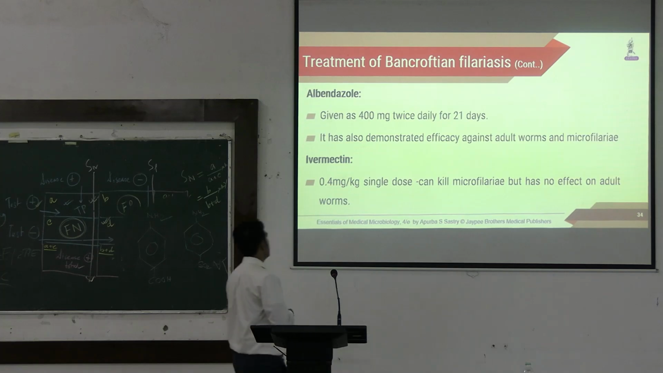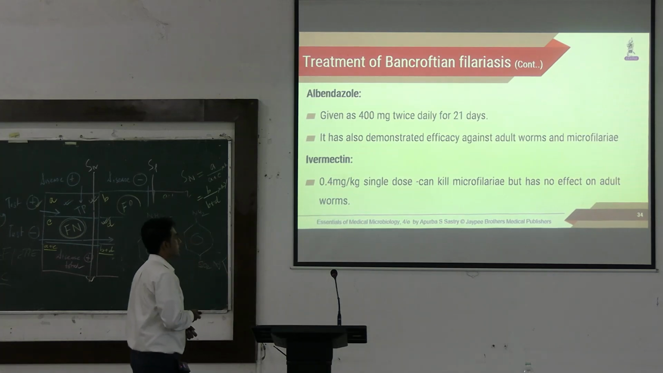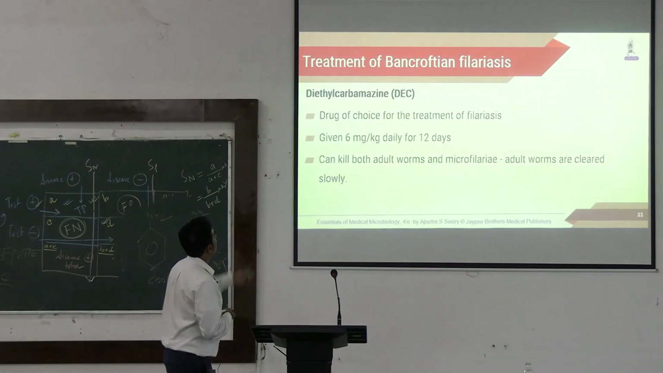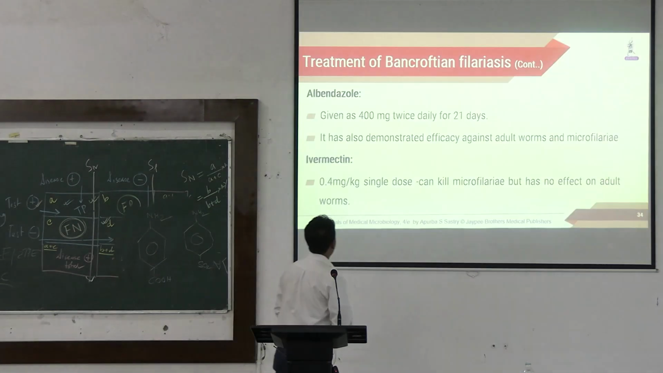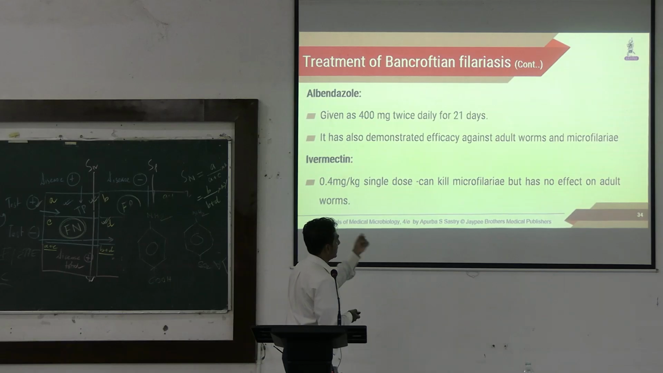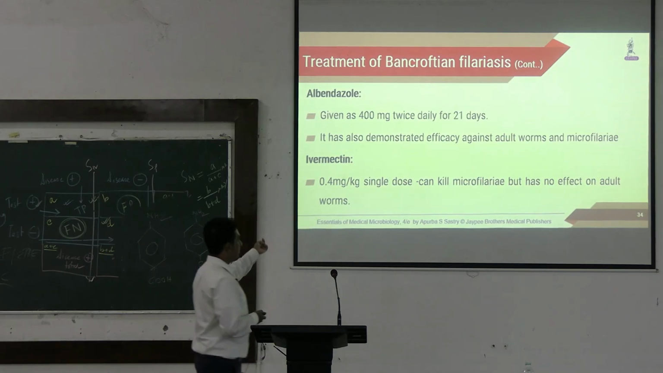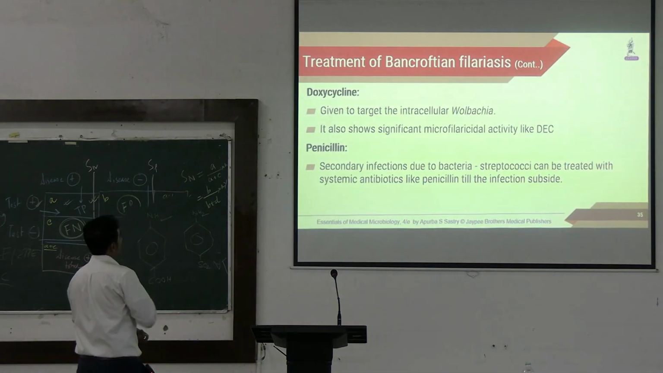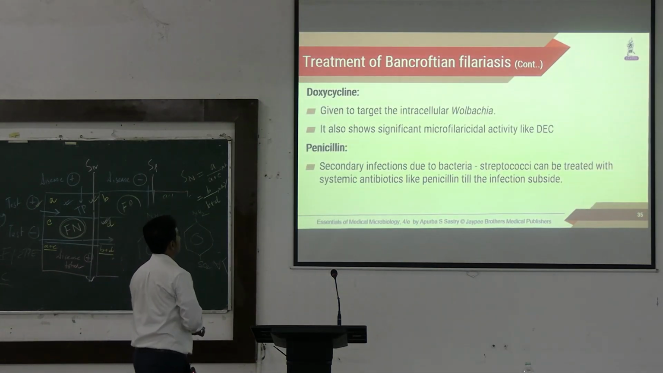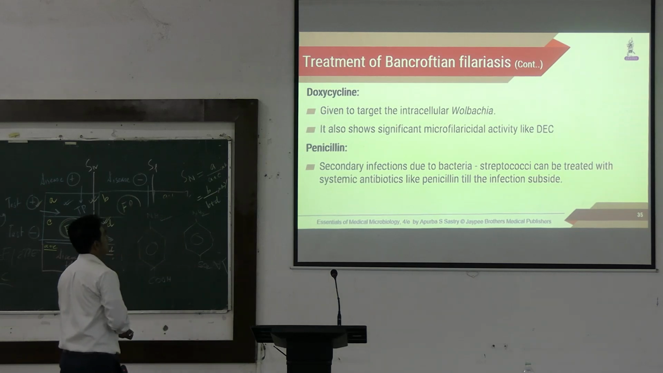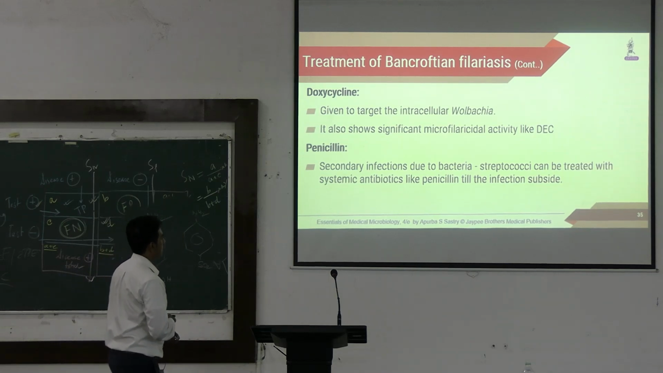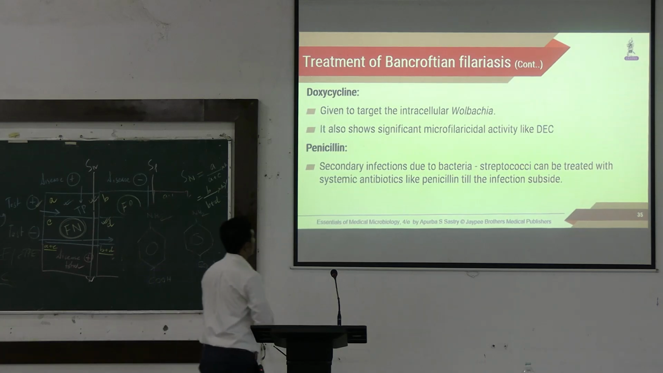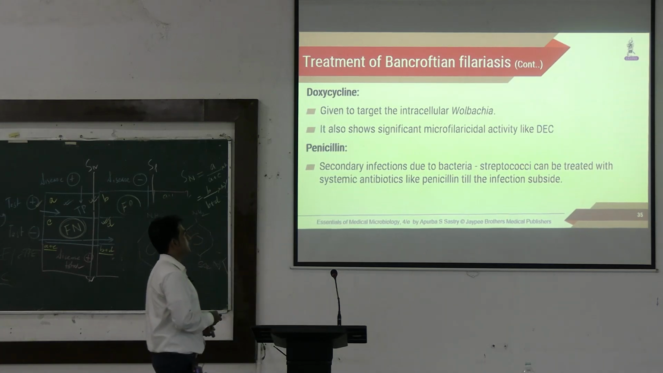And ivermectin, 0.4 mg per kg as a single dose, can kill the microfilariae but has no effect on the adult forms. So, both diethylcarbamazine and albendazole are efficacious against the adult forms and microfilariae, but ivermectin can kill only the microfilariae but not the adult forms. Other drugs are doxycycline. This is given to target the intracellular Wolbachia, and this has also shown significant microfilarial activity like the DEC. Penicillin is also given to prevent secondary infections due to bacteria.